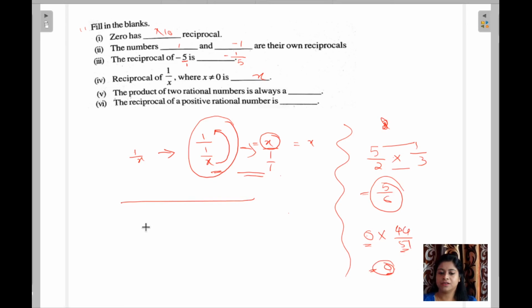So now let us take two negative numbers, say minus 7 by 9 multiplied by minus 4 by, say, 11. Now multiplication: numerator into numerator, 7 multiplied by 4 is 28, and denominator into denominator, 99. And this minus and minus will become plus. So 28 by 99. That means again a rational number. So here we can conclude that the product of any two rational numbers is always a rational number.